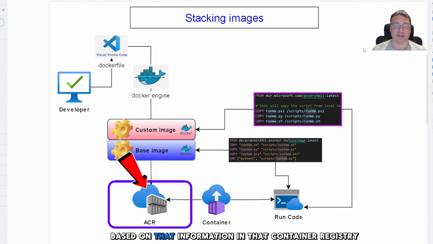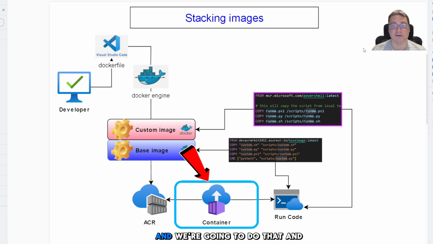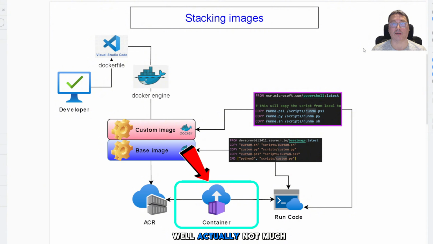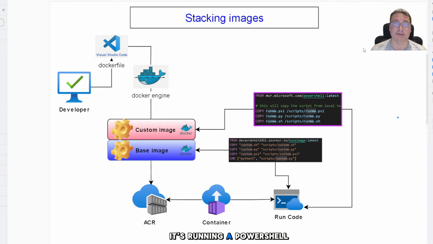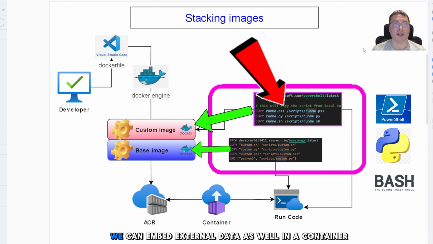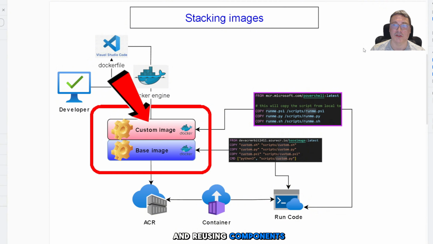Based on that information in that container registry, we have a couple of images, right? Based on those images, we can create container instances. And we're going to do that. And what is the container instance doing in our case? Well, actually not much. It's running a PowerShell, Python, or a Bash shell script that's inside of one of the images. I know we can embed external data as well in a container, but that's not the scope for now. I am trying to show the concept of stacking images, right? Layering them on top of each other and reusing components.